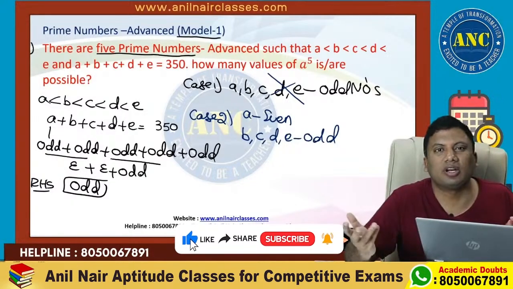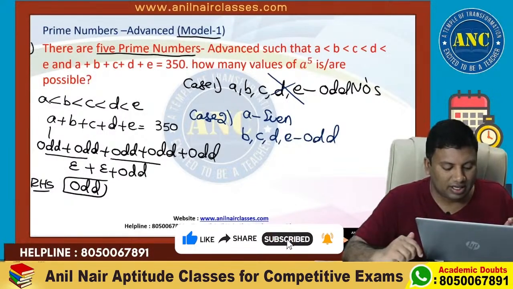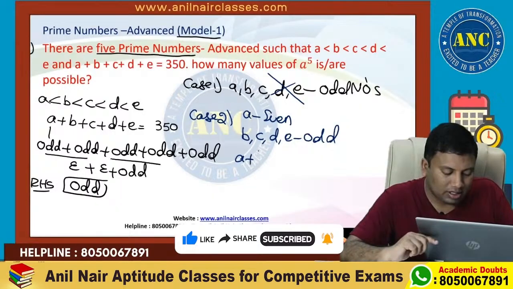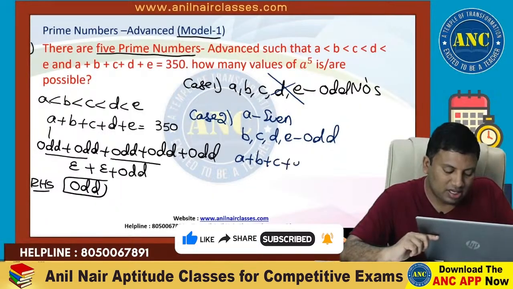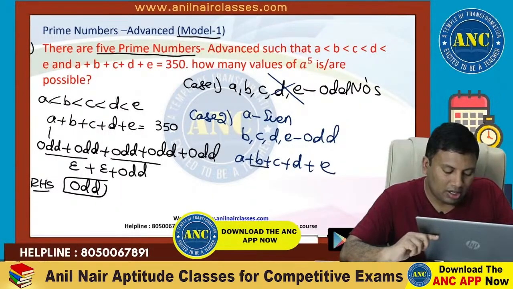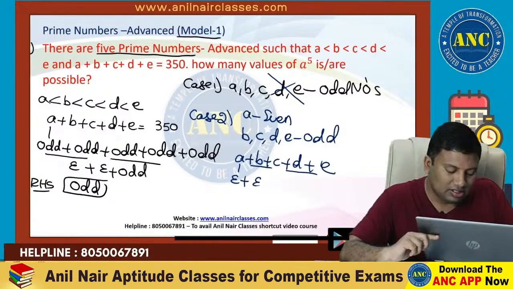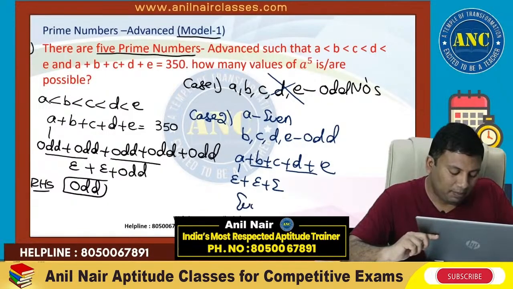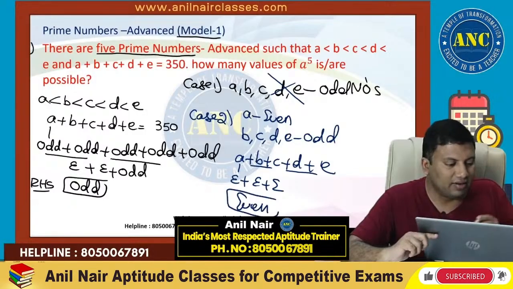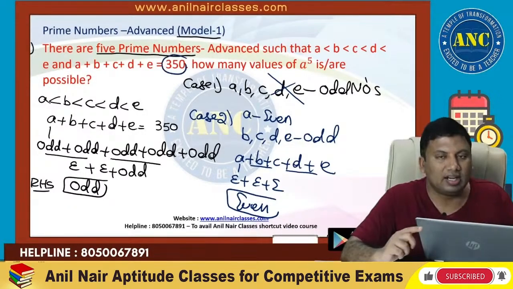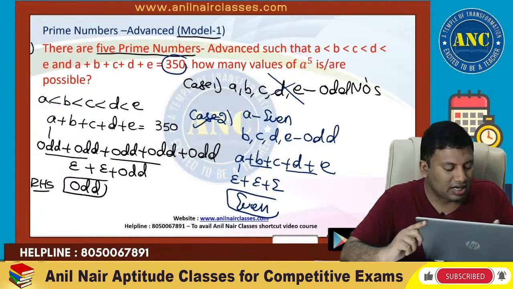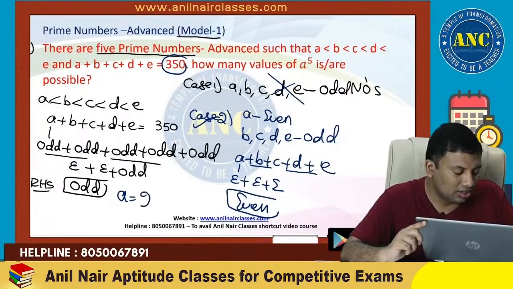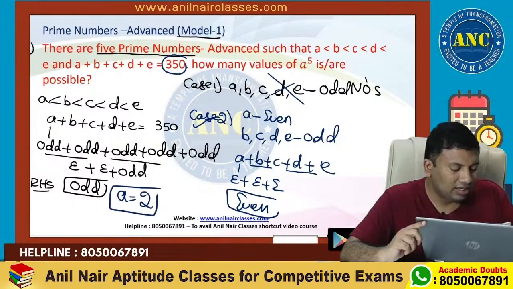Why? Because the lowest prime number which is even is 2. So this is nothing but A plus B plus C plus D plus E. Odd plus odd, even. Odd plus odd, even. These are even. Even plus even, it is even. The right hand side is an even number. This case is satisfied. The lowest prime number, and even, is 2.